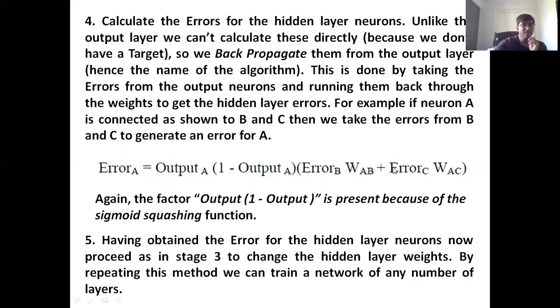And similarly, what is the error at C? This is because A is associated with both B and C. That is why we have to use this addition, right? So error at B into WAB, that is the new weight that we have just updated, plus the error at C into WAC, again the new weight of WAC.